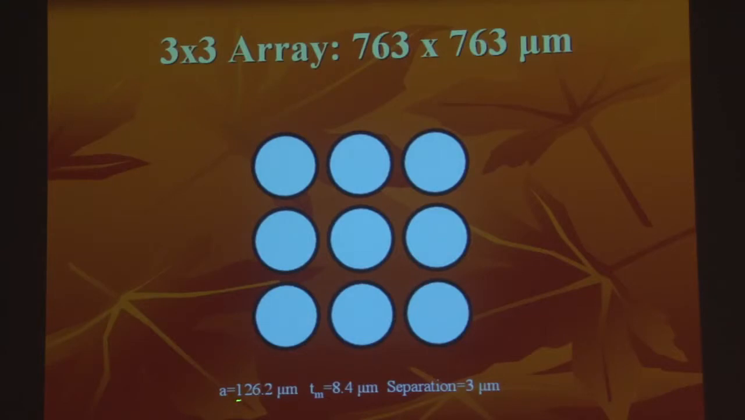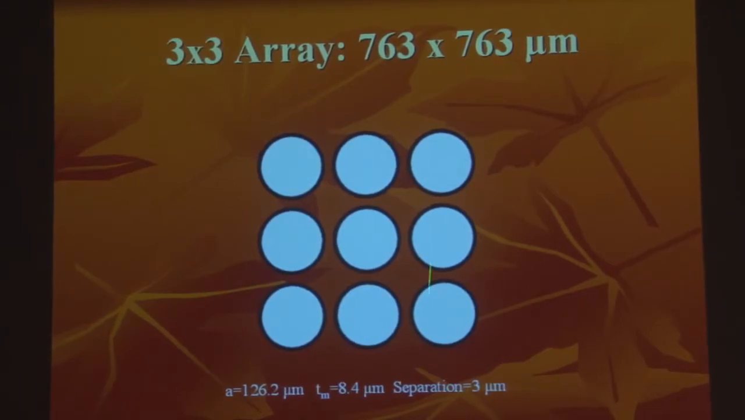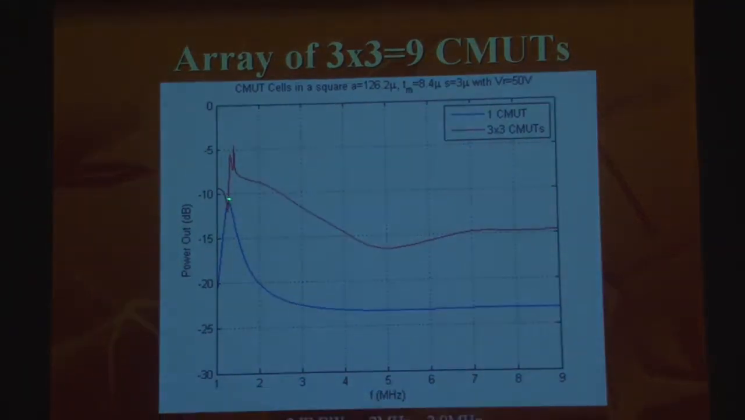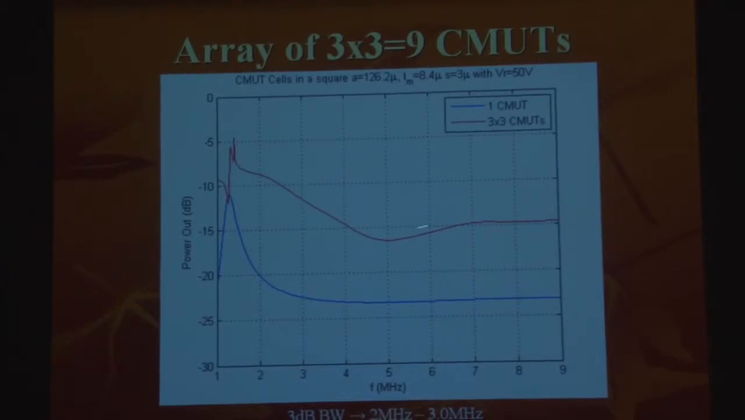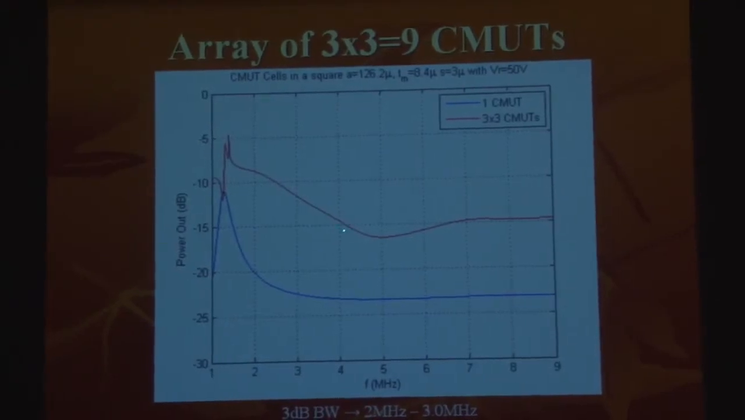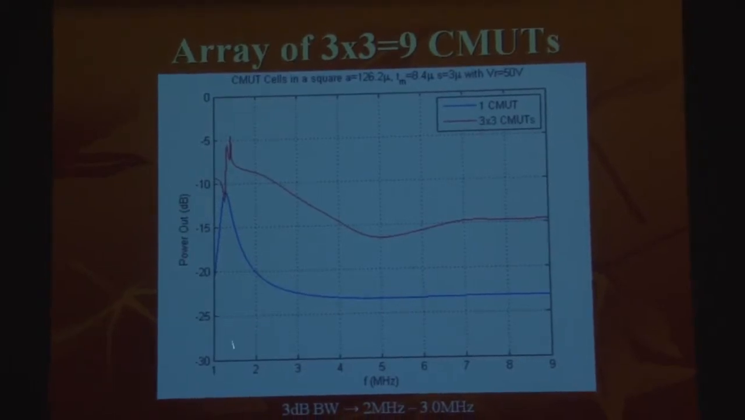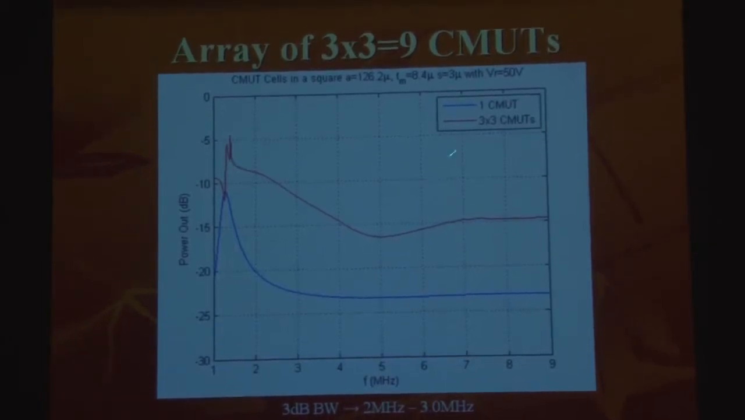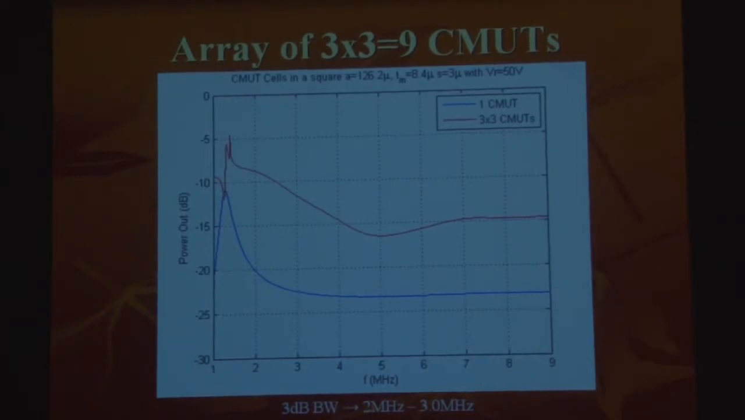So you have to choose a radius of about 126 microns and a thickness of about 8 microns, and the separation between the cells is kept at 3 microns. When we simulate the frequency response of this array, we find that we operate at around 2 megahertz, and the response drops. This is the power output of the array as a function of frequency. This blue curve shows the single CMOT of the same size. When 9 of them, 3 by 3, are put together, the bandwidth expands. Of course, the power goes up. And there's a little bit of a problem here. We'll be talking about that later.